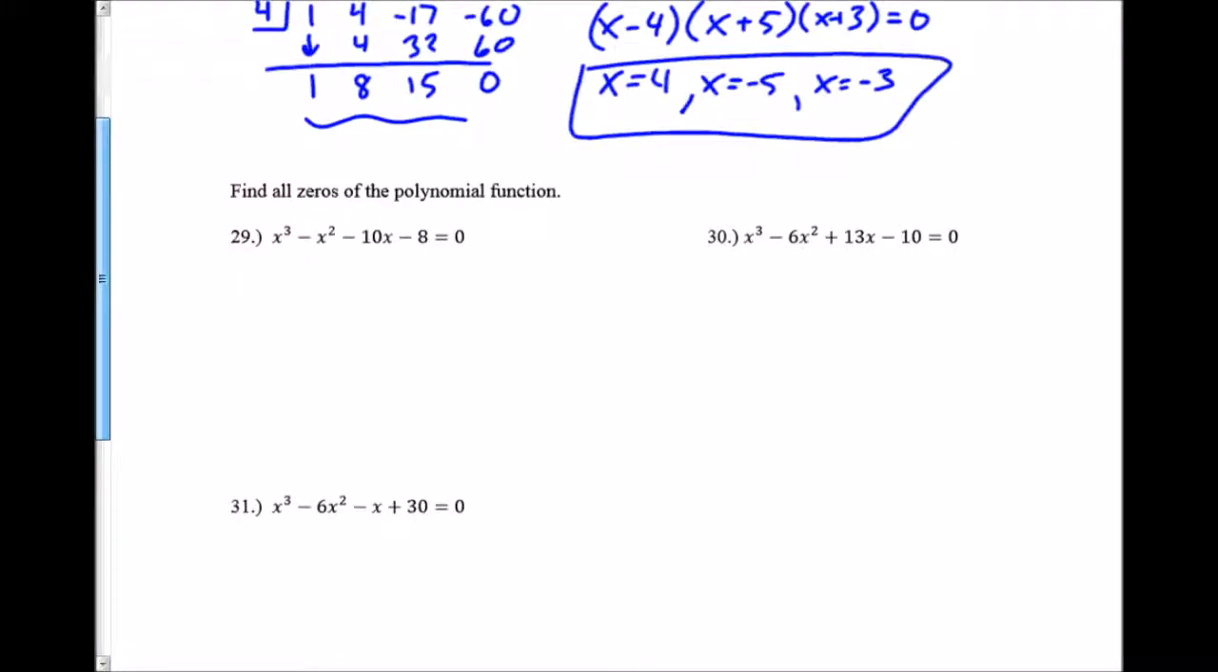If I look at the next one, I want to find all the zeros, and this time I'm going to have to do a little bit of guess and check using that 8. Remember, I take the factors of 8, the 1, the 2, the 4, and the 8, and then the negative versions of that as well, and I divide them by the factors of the leading coefficient, which is 1. So I'm just going to test some of these, so I might choose something like a 2, and I plug it in and see if it works.